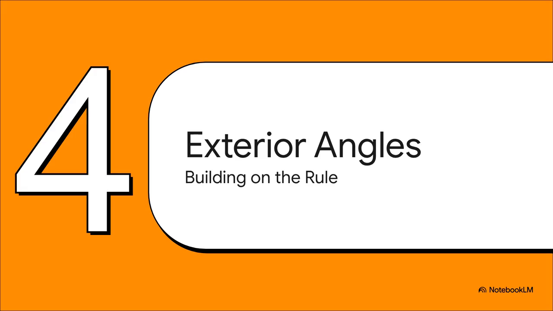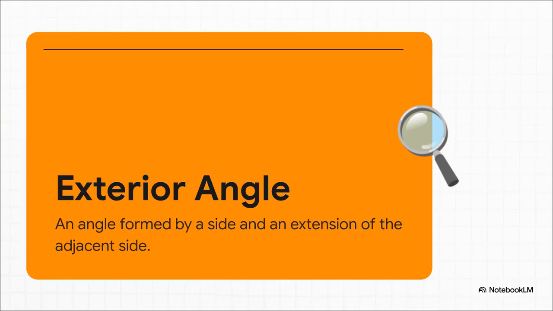All right, let's put this all together in our final section. We're going to see how that 180-degree rule is even more powerful than we thought. Because it doesn't just tell us about the angles inside the triangle, it also unlocks secrets about the angles on the outside. First things first, what is an exterior angle? Well, it's pretty simple. Just imagine you take one side of a triangle and you extend it. Keep drawing that line straight out. The angle that forms between that new line and the next side of the triangle, that is an exterior angle.